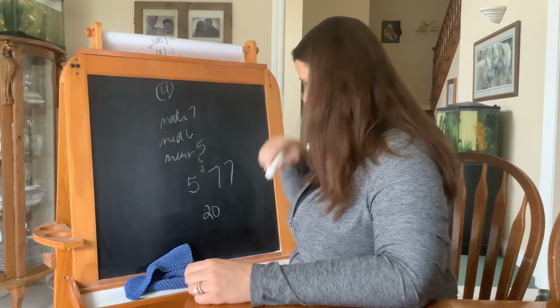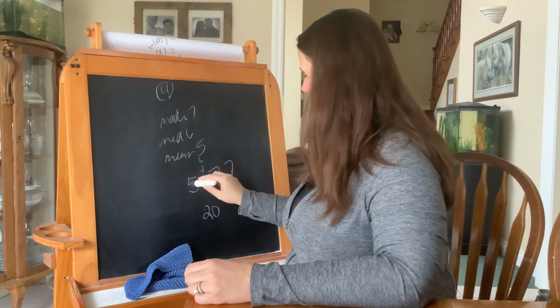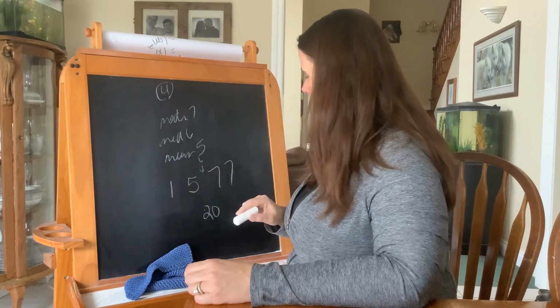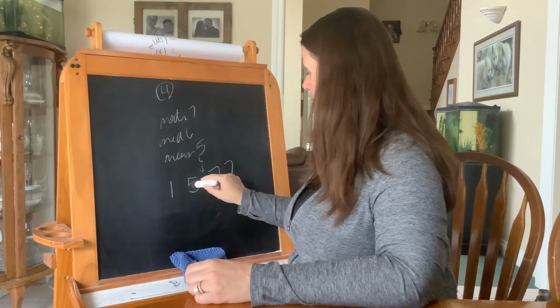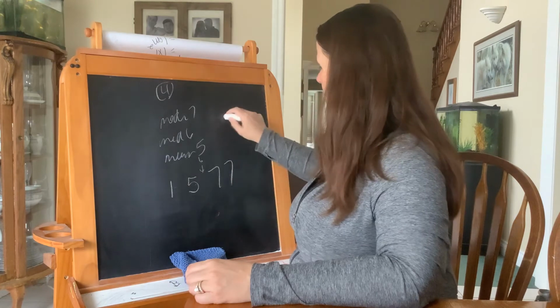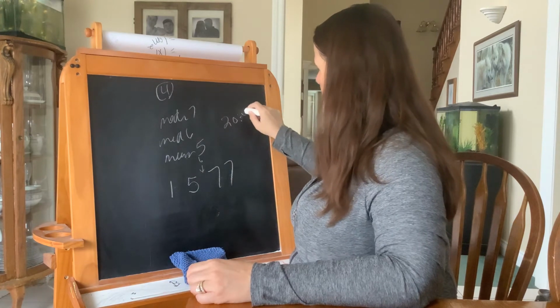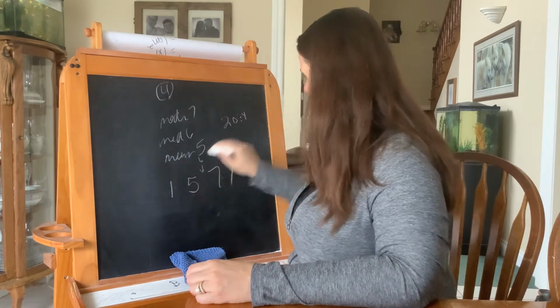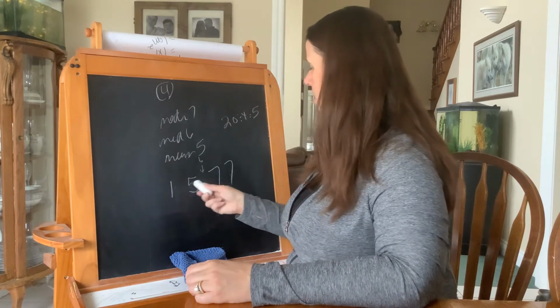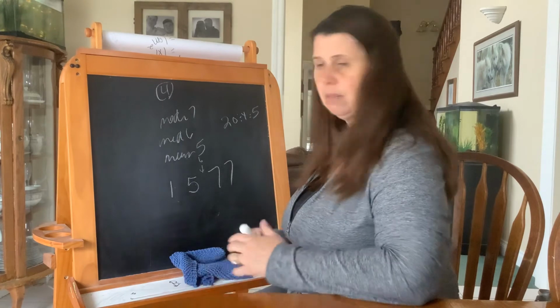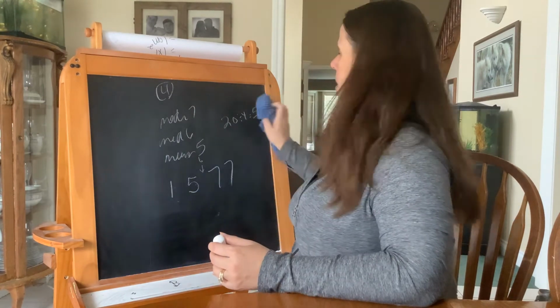So if I'm at 7, 7, 14, 19, what if I made that 1? That should make 20. Let's see. 7, 7 is 14, 19, 20. 20 divided by 4, because I have 4 numbers, equals 5. And that's what they wanted, was a mean of 5. So there is our data set, 1, 5, 7, 7. Okay.